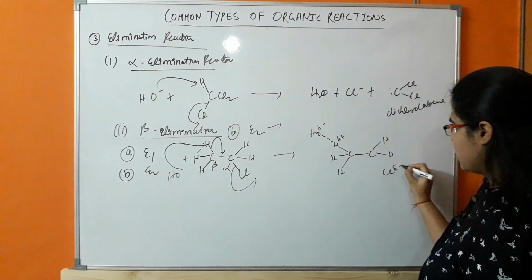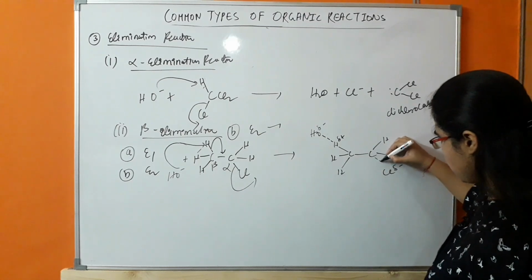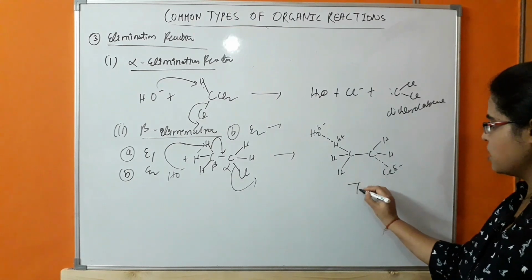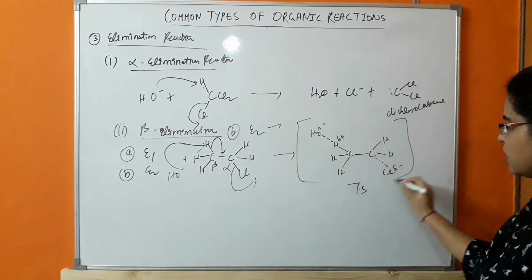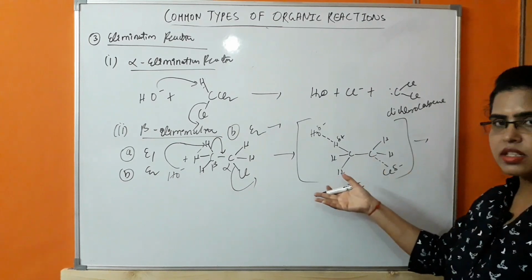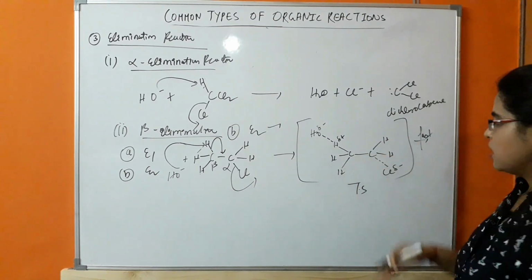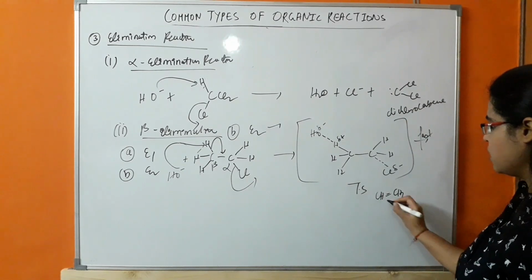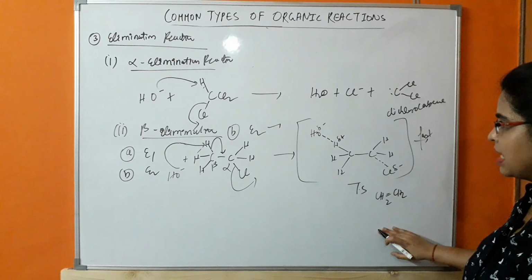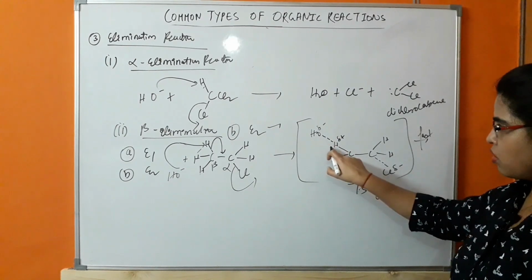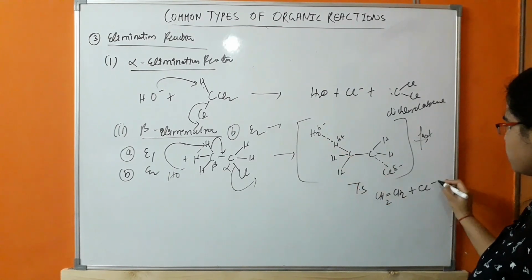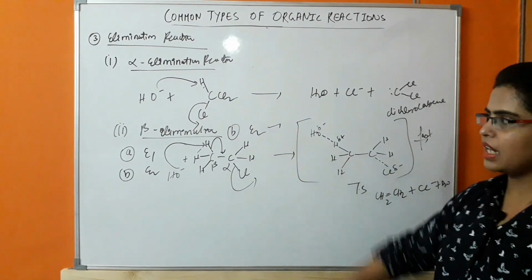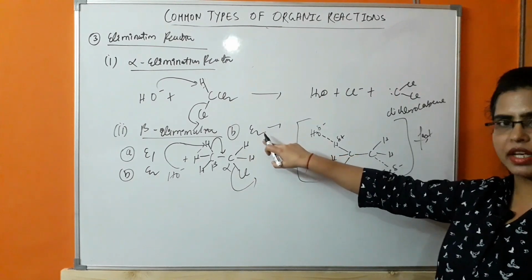Chlorine, which is being removed, has a partial negative charge, so this bond will also be longer than a normal covalent bond. This is representing the transition state. Because it is very unstable, it is immediately converted into product, forming a CH2=CH2 double bond, that is, an alkene. There will be formation of H2O and removal of Cl minus. So this is the beta elimination reaction by the E2 mechanism.